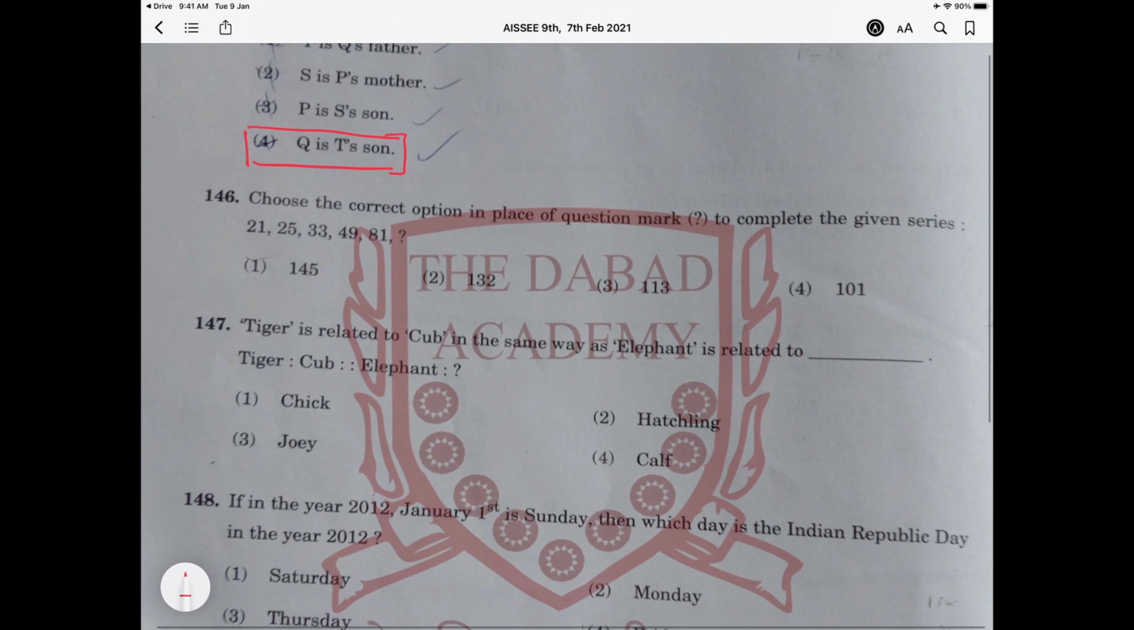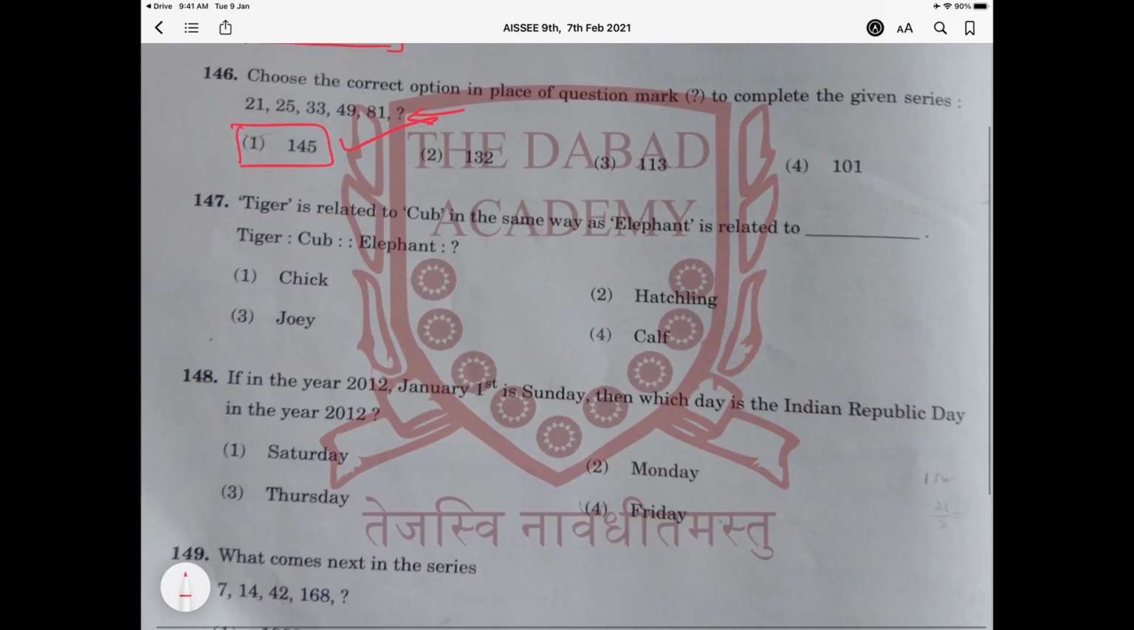In 146, choose the correct option in place of question mark to complete the given series. Okay, so what will come after 81? After 81 it would be 145. Tiger is related to cow in the same way elephant is related to, so the correct answer is calf.